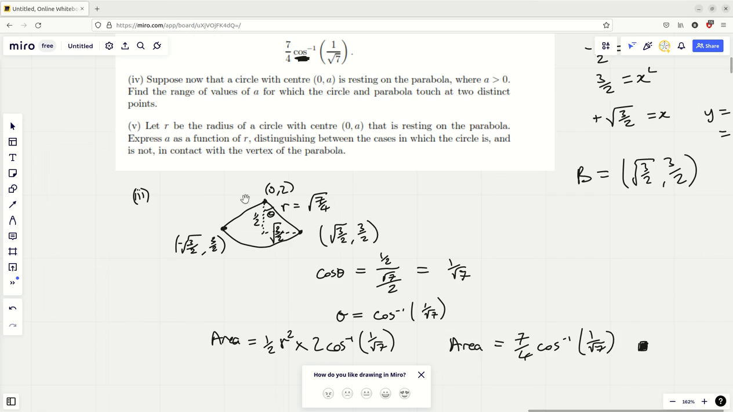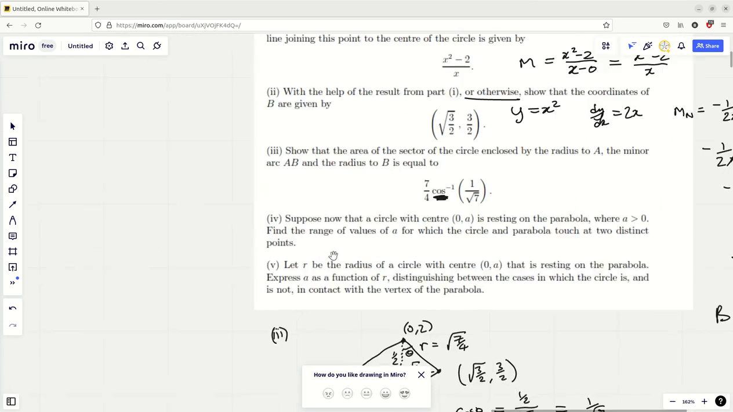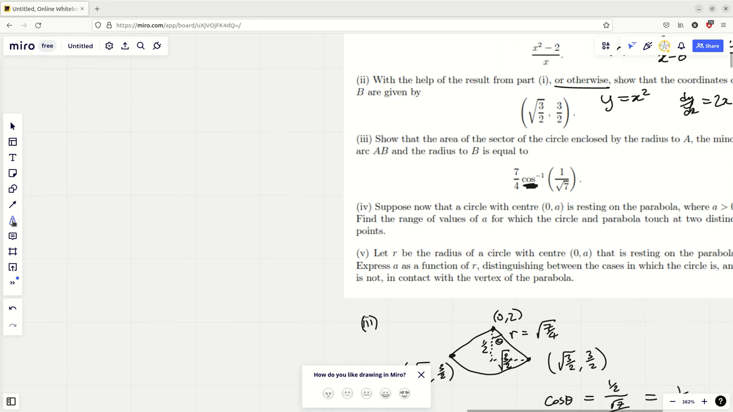Hopefully my diagrams explain to them what I'm doing as well. I've always thought that a nice clear diagram should hopefully give you credit for it.